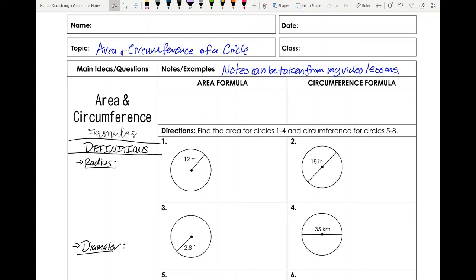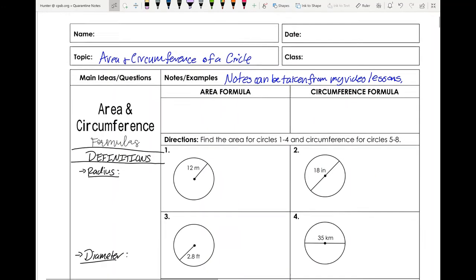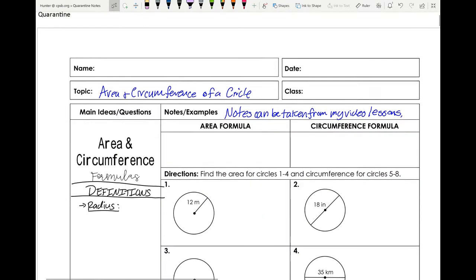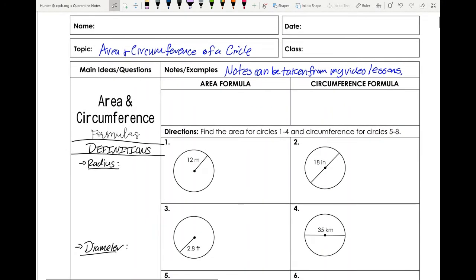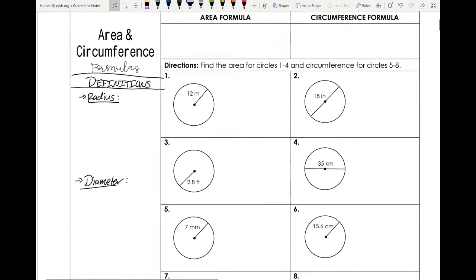Hey, what's up guys? This is our first video for our notes on circles, and we will start with the area and circumference of a circle. But before we do that, since we're starting with circles, I want to go over a couple definitions.